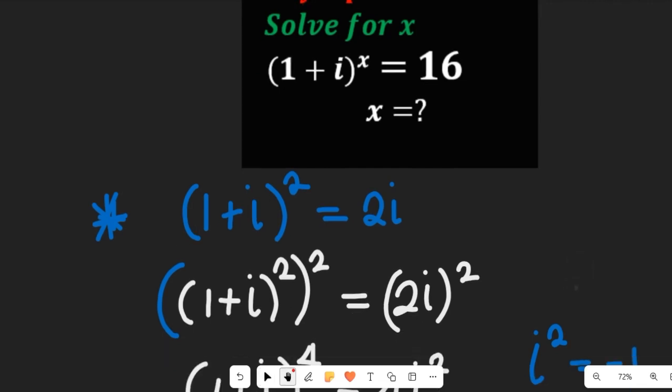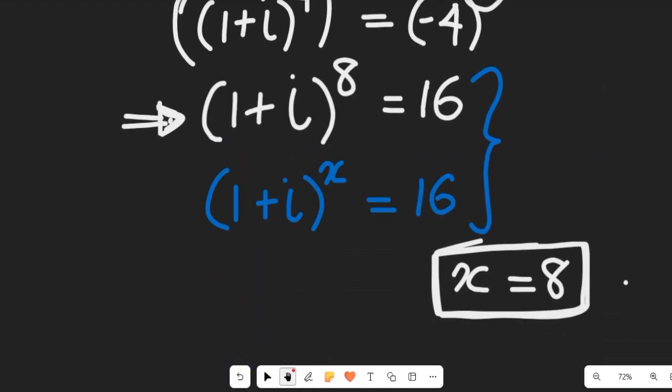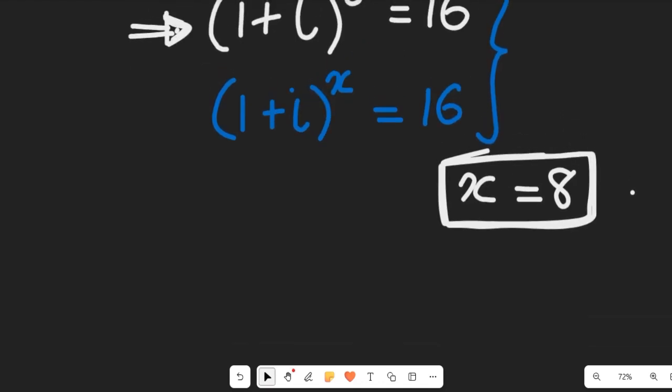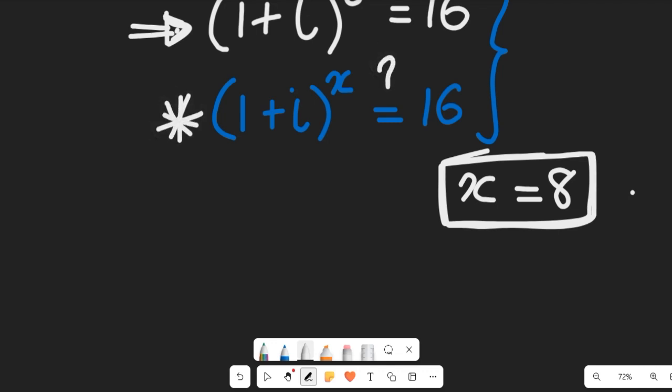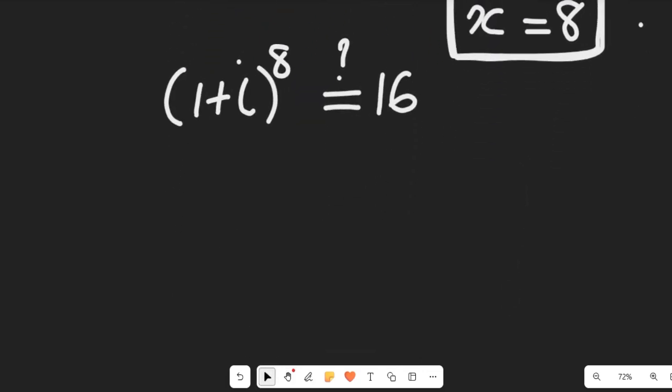Now let's verify or check to ensure that our solution is absolutely right. We are going to insert the value of x, which is 8, into the original expression given to us, and confirm if it will give us 16. That expression gives us (1 + i)^8. Is it going to give us the value 16? Let's check that out.